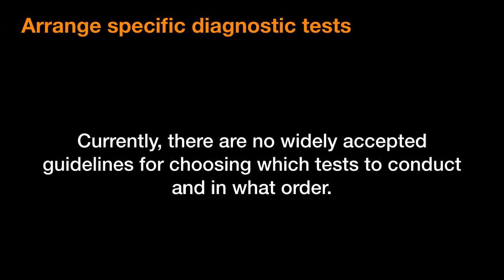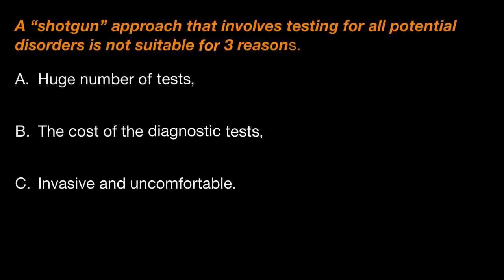It has been emphasized that currently there are no widely accepted guidelines for choosing which tests to conduct in which order. A shotgun approach that involves testing for all potential disorders is not suitable for many reasons. First, a huge number of tests are available for dystonia, and some of these tests are very expensive, such as the genetic tests. A few of them are invasive and uncomfortable, such as skin or bone marrow biopsy.